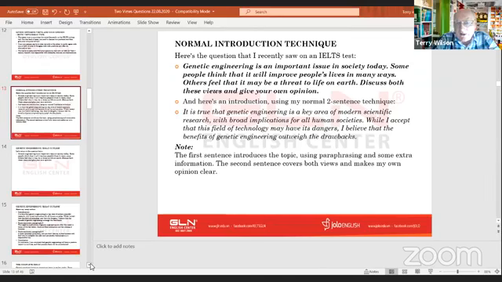So what I'm saying here is, I do partly agree that there is a danger, but I'm clearly explaining what I believe. And that is what you must do. You must be very clear. So the first sentence introduces the topic, using paraphrasing and some extra information. The second sentence covers both views and makes my own opinion clear.